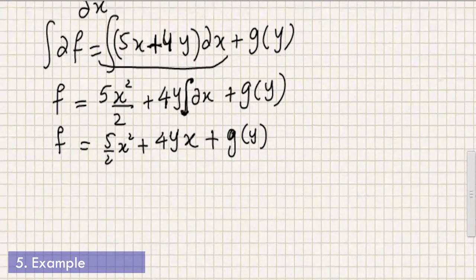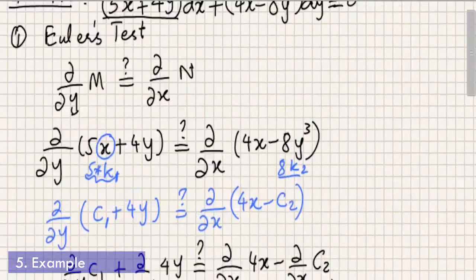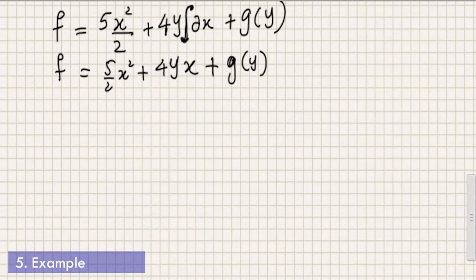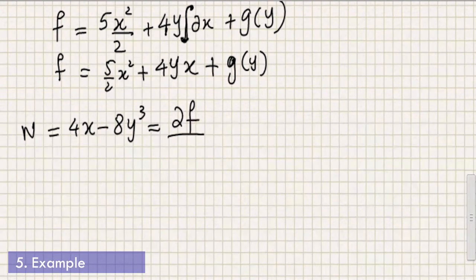Now, this solution could be valid if we didn't have g of y over here. So we need to find out the value of g of y. How do we do that? We use the value of N of x comma y, which was given to us as 4x minus 8y cubed. So we write down N equal to 4x minus 8y cubed, which was defined as the partial of f with respect to y, right? I hope you understand that what I'm doing here is I'm not remembering any equations. I'm simply using logic and some basic information, like the definitions of M and N, to solve this equation.